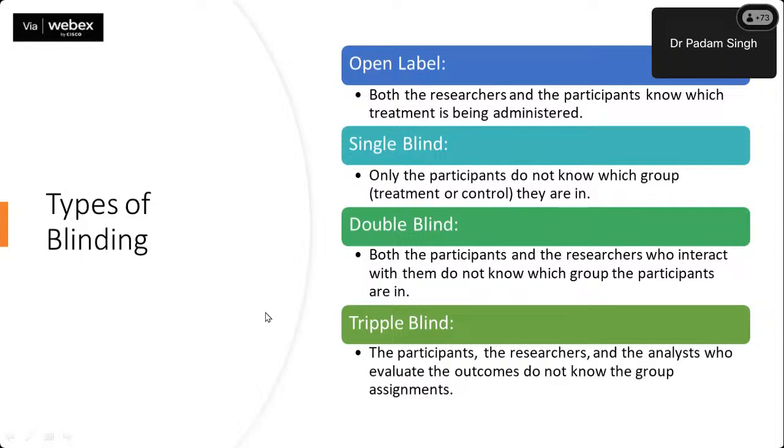In double blind, the allocation is concealed from the participants and the researcher, and in triple blind it is concealed from all three. Neither the participants know, nor the researcher knows, nor the one who will analyze knows. Now these are some concepts which one has to know while understanding intervention studies or experimental studies. Next.